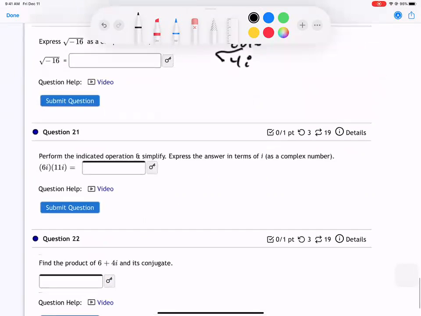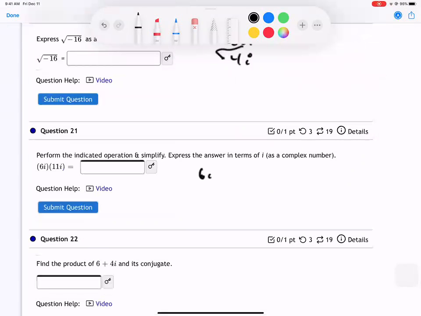Now, we start some multiplication problems. 6i times 11i, we multiply the real numbers together, and then we multiply the imaginary. That's 66i squared. We have a rule for i squared. i squared is always negative 1, so that's negative 66. Super easy, okay? Super easy.